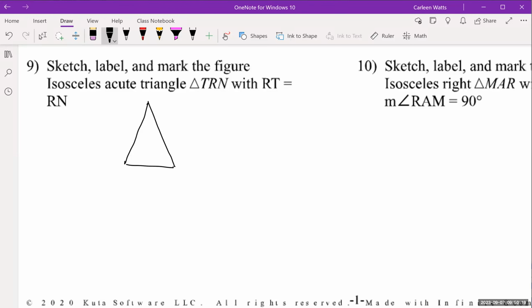Yeah, so where they meet, that's where we're going to call the R. RT is equal to RN. Now, that bottom line is supposed to be straight. Didn't come out very straight. Okay, now I need to mark it. Sometimes you mark with numbers, but sometimes you put little tick marks showing that sides are equal. So I'm going to put a tick mark here and a tick mark there. That signifies that the measure of RT is equal to the measure of RN. Okay, so that's it for that one.